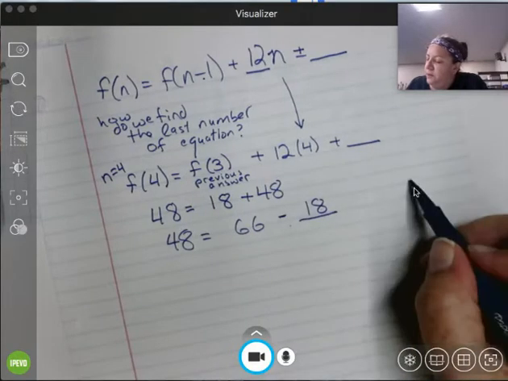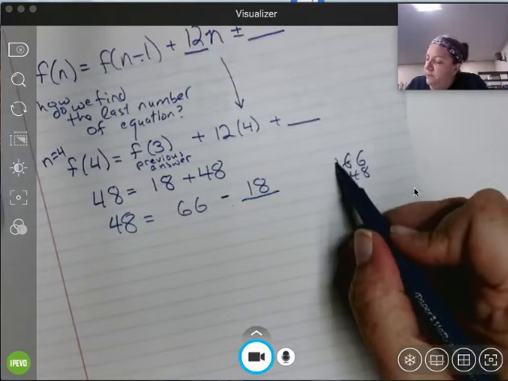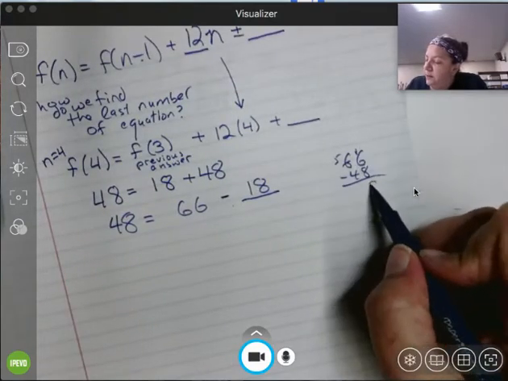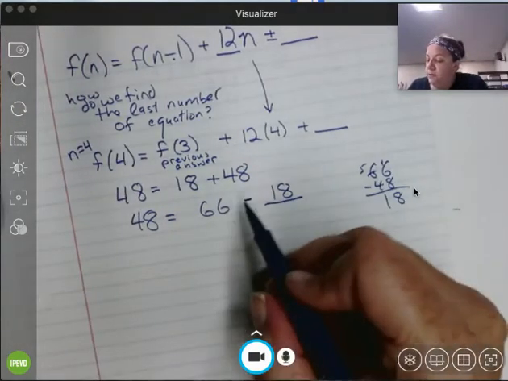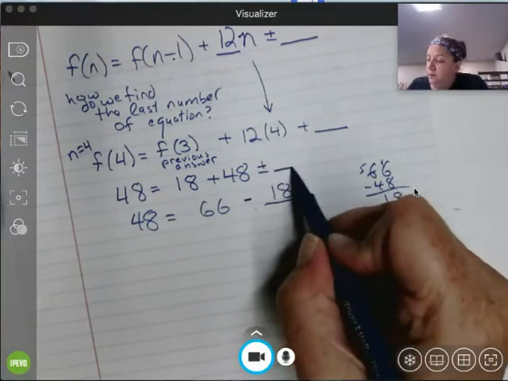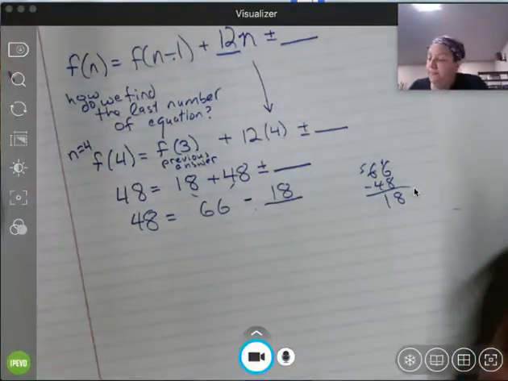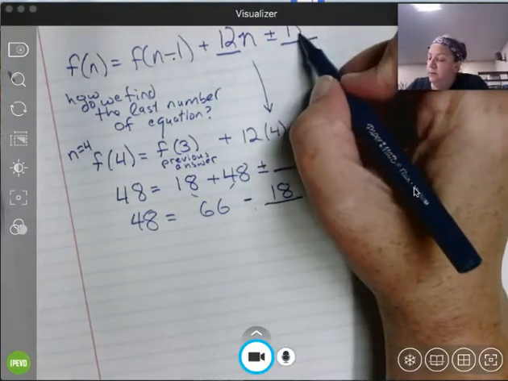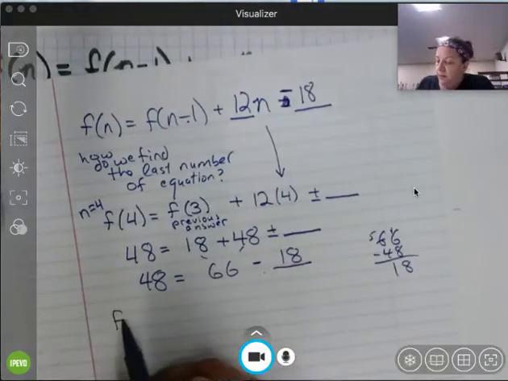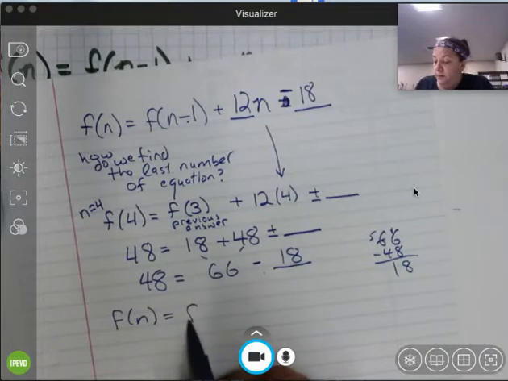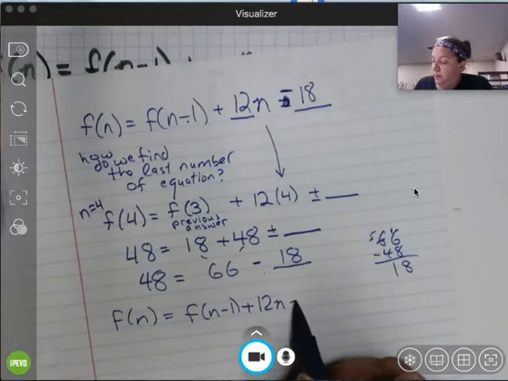Right, because if you did 66 minus 48, you have to borrow and carry: 5, 16. 16 minus 8 is 8. 5 minus 4 is 1. So that has to be 18 there to make this true. So I put those together. I got 66. All right. So I'm going to change this to a minus. So that's my equation. I got it. f of n equals f of n minus 1 plus 12n minus 18.